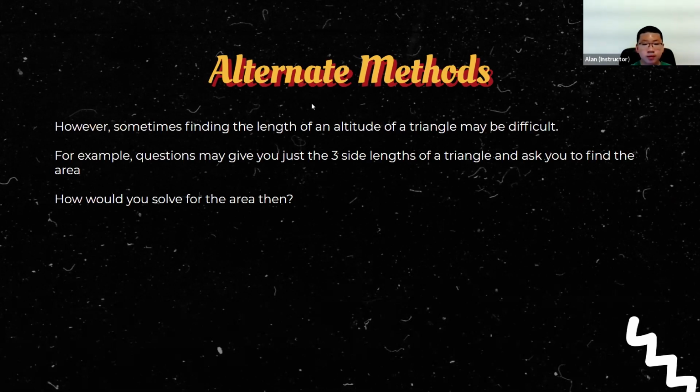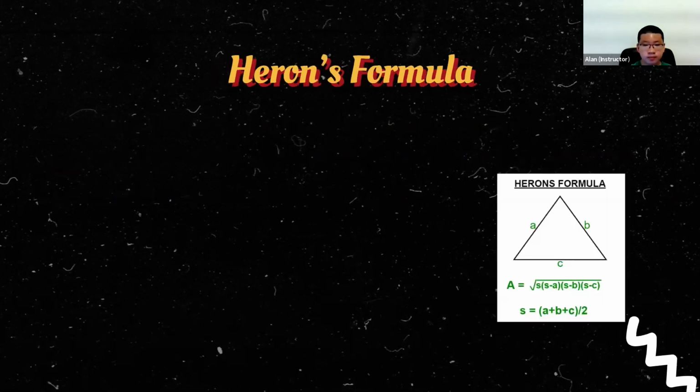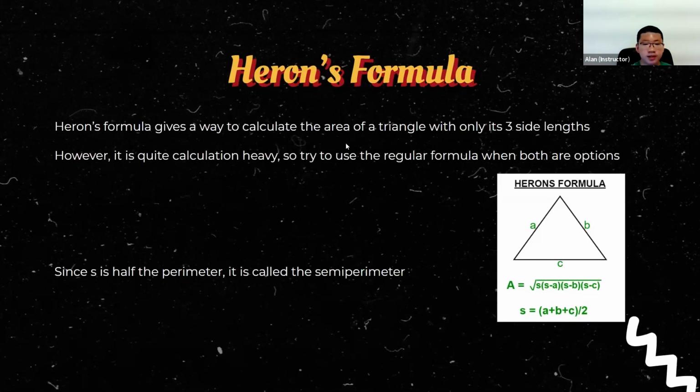So there's a formula that directly relates the side lengths of a triangle to its area. This is called Heron's formula. I'm pretty sure it's Heron's. It gives a way to calculate the area of a triangle with only its 3 side lengths. But it's quite calculation heavy, so if you have the altitude or it's easy to find, in general it's faster to do it that way.